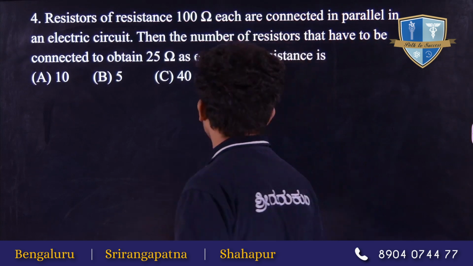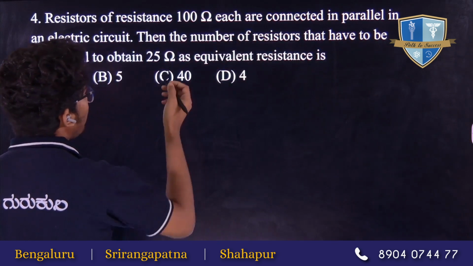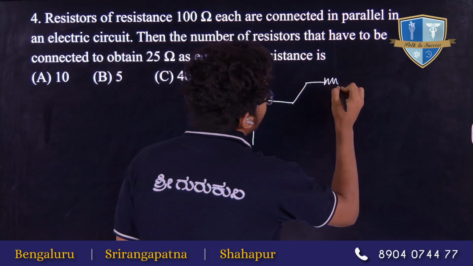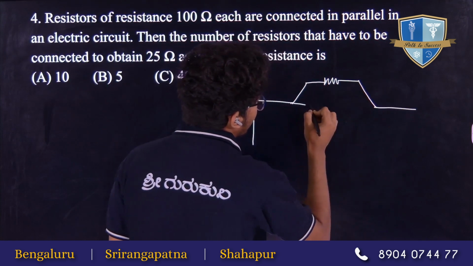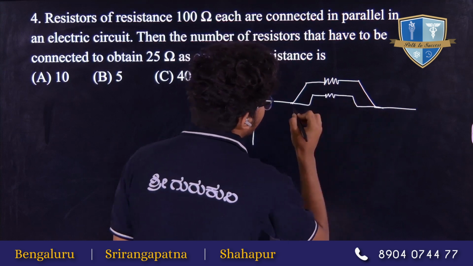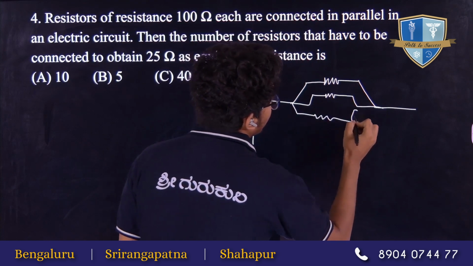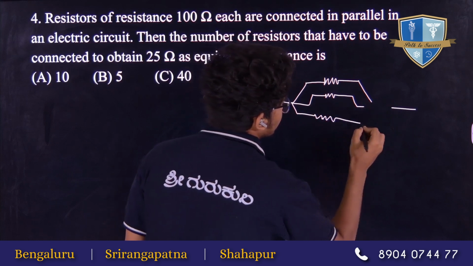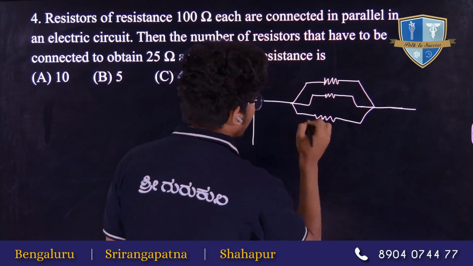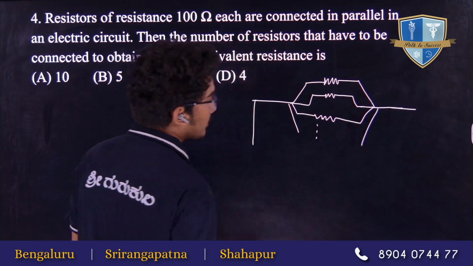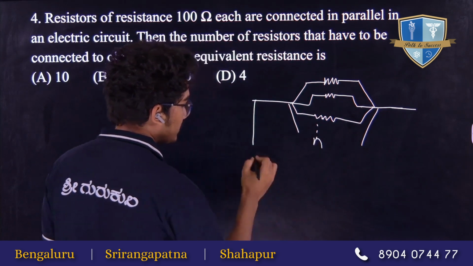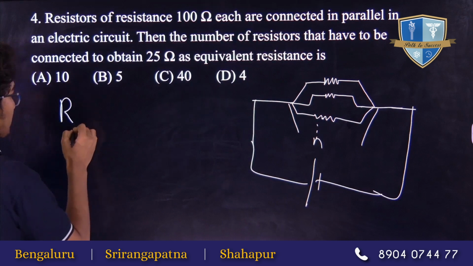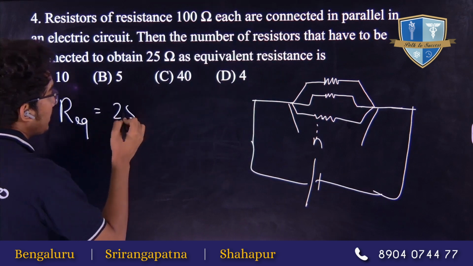So to solve this question, we'll try to make this circuit. This circuit has n 100 ohm resistances which are connected in parallel, like this, and so on. There are n resistances and the equivalent resistance is given in the question: R equivalent is 25 ohms.